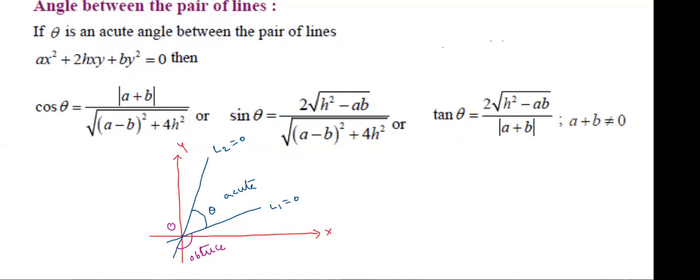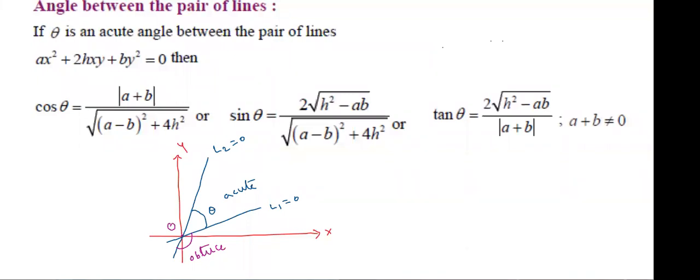So now in this case, to find the angle between the pair of lines, there are three formulas. One is cos theta is equal to modulus of a plus b by under root of a minus b whole square plus 4h square. Sin theta is equal to 2 into under root h square minus ab by root of a minus b whole square plus 4h square. Tan theta is equal to 2 into under root h square minus ab by modulus of a plus b.